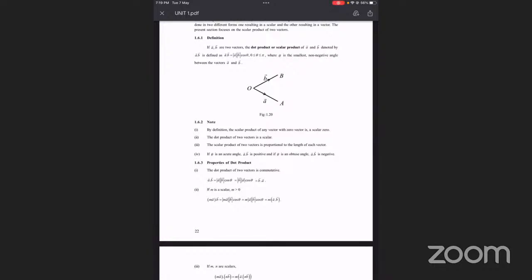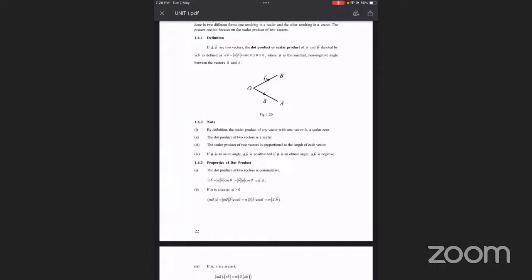So whenever you find the dot product, the resultant you will get will be a scalar. Two vectors will be there, and if you do the dot product for them, the resultant answer is a scalar, in the sense you will get some real value. Okay. The scalar product of two vectors is proportional to the length of each vector. Okay. These are the note points you have.